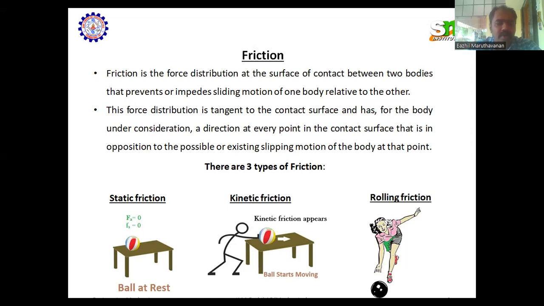Suppose we have bodies of the same mass, then it is easier to roll the body than to slide it. It is because for the same weight, the rolling friction is much less than the sliding friction.